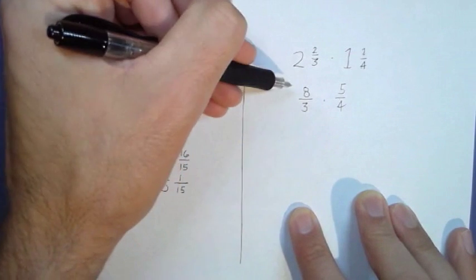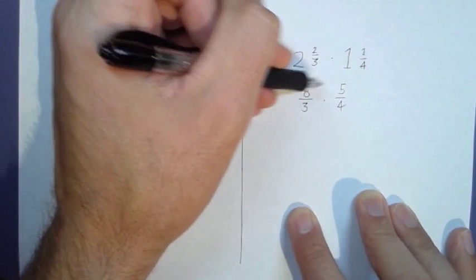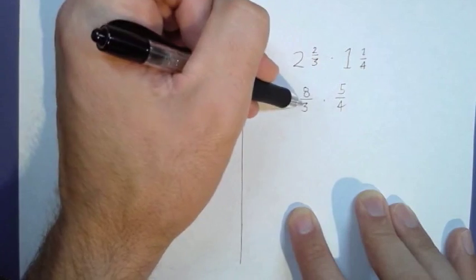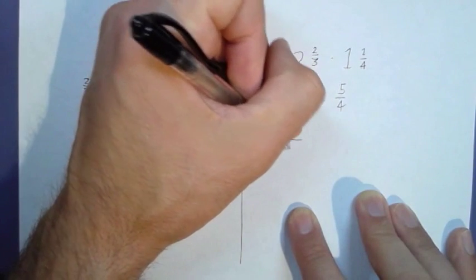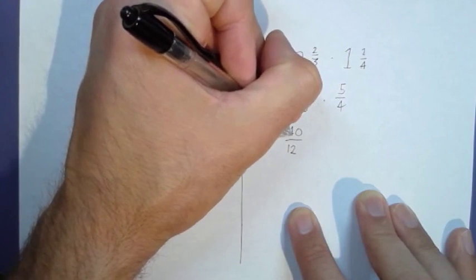And to multiply, we can just multiply the top to the top and the bottom to the bottom. Numerator to the numerator, denominator times denominator. 3 times 4 is 12, 8 times 5 is 40.